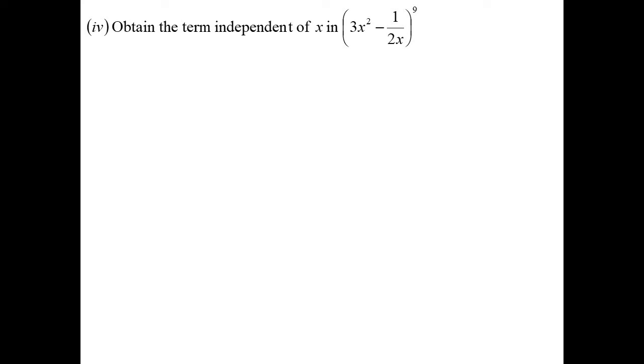Obtain the term independent of x. So same deal here. I don't want to expand the whole thing out. So I'll get my general term. In this case, 9ck. I'll have the minus 1 on 2x to the power of k. The 3x squared will be to the power of 9 minus k.